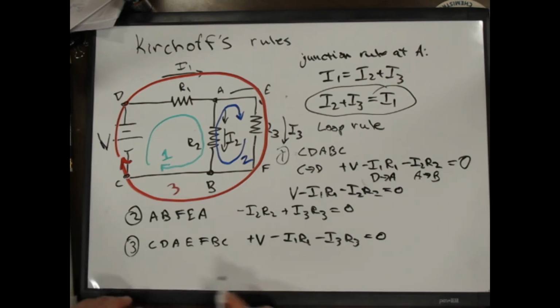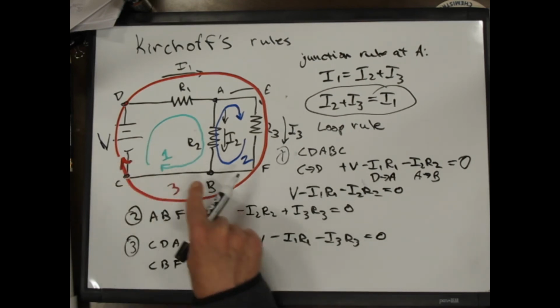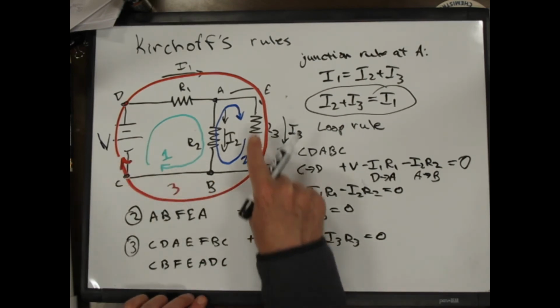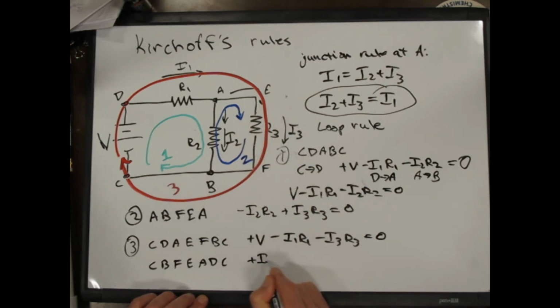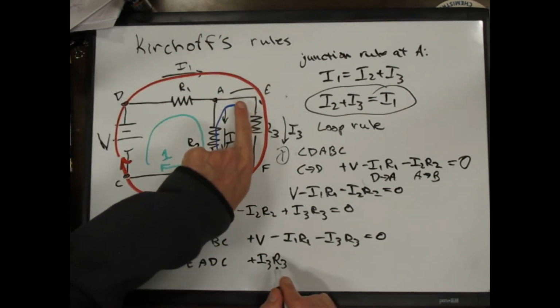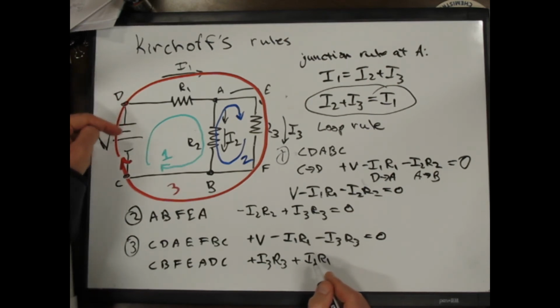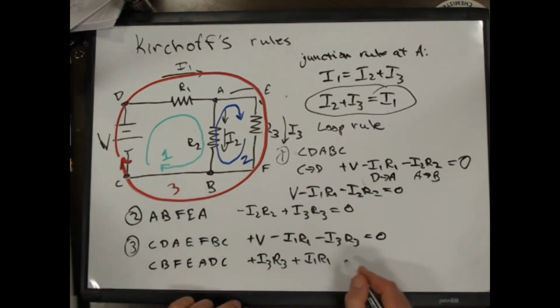Notice, just as an example, suppose we did that in reverse. So suppose we did C, B, F, E, A, D, C. Right? So I go from C to B to F, nothing happens. And I go from F to E, and that's plus I3 R3, because I'm going against the direction of the current. Current's going this way, but I'm going that way. Similar here, plus I1 R1. And then I'm going backwards on a battery to get back to C, and so minus V equals 0.